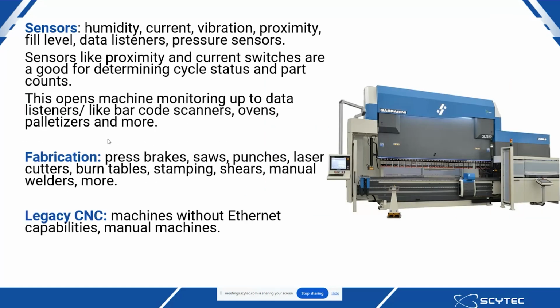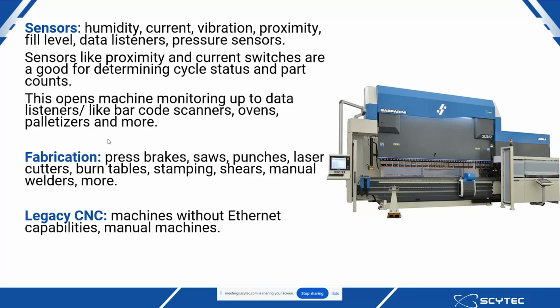So some sensor types that can be monitored via Data Exchange include humidity, current, vibration, proximity, fill level, data listeners, as well as pressure sensors. And sensors like proximity and current switches are good for determining cycle status and part counts. And this opens up your machine monitoring possibilities to even things like data listeners, barcode scanners, ovens, palletizers, and more. So with the ability to monitor sensors, it really opens up the machine monitoring possibilities to a lot of different equipment that could be out on your shop floor.